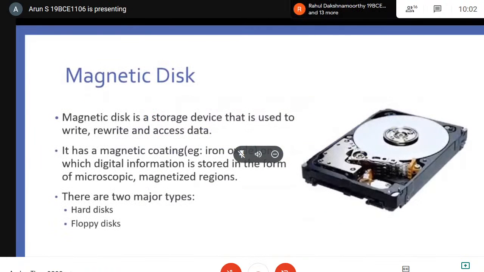So what is a magnetic disk? A magnetic disk is a storage device that is used to write, rewrite, and access data. It has digital information stored in the form of microscopic magnetized regions. There are basically two types of magnetic disks, and they are floppy disks and hard disks.